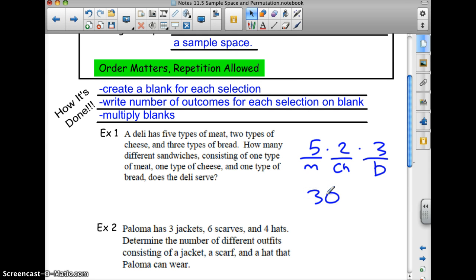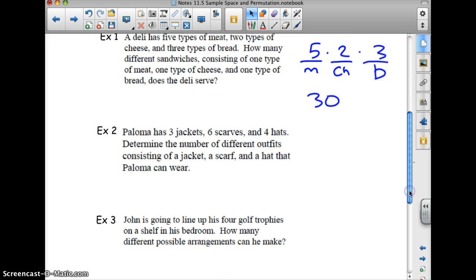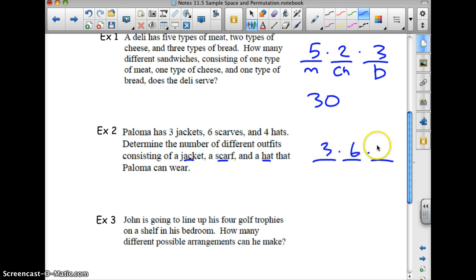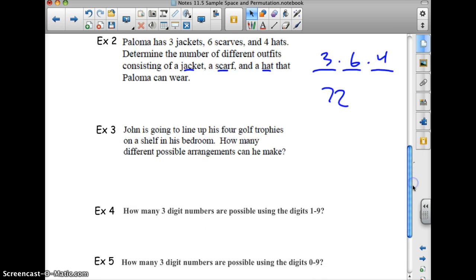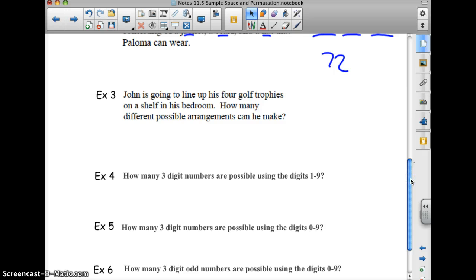different kinds of sandwiches. All right, Paloma has 3 jackets, 6 scarves, and 4 hats. How many different outfits consisting of a jacket, a scarf, and a hat? So I need 3 blanks: jacket, scarf, and hat. So 3 jackets, 6 scarves, 4 hats gives me 72 total outfits. You can see these are really basic ones, just refreshing your understanding of the counting principle here.